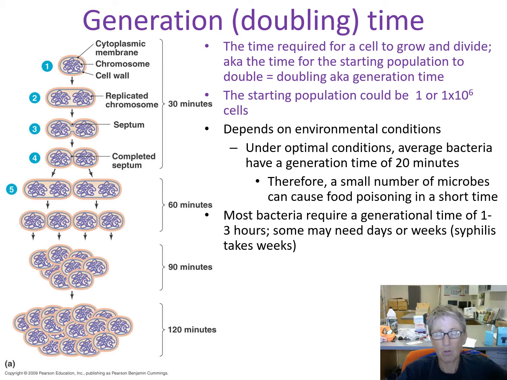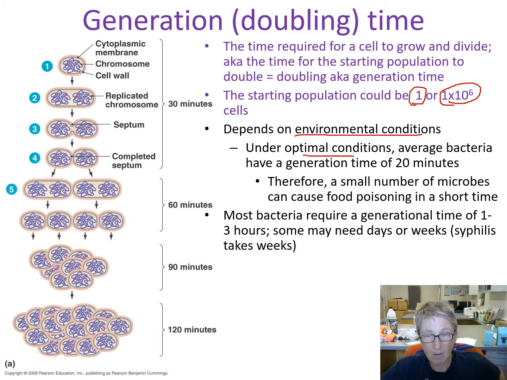The generation time is also called the doubling time. It's the time required, like we said, for a cell to grow and divide from an initial or starting population. The starting population could be just 1 cell, or it could be 10 to the 6th, or 1 million cells. It depends on the starting population number. The generation time depends on the environmental conditions. So under optimal conditions, so they have the right temperature, the right pH, they have enough food, the average bacteria have a generation time of about 20 minutes.